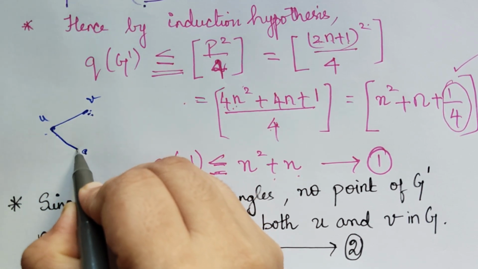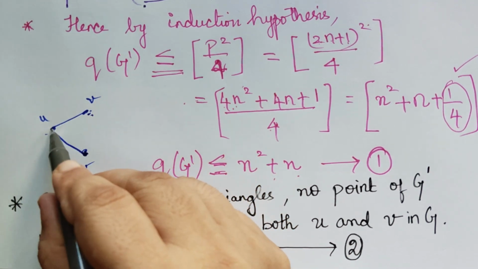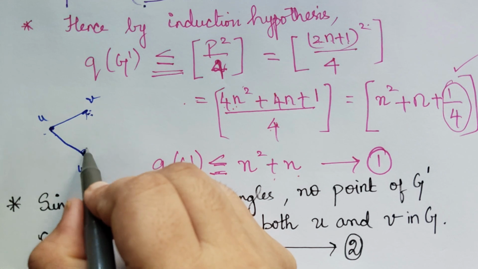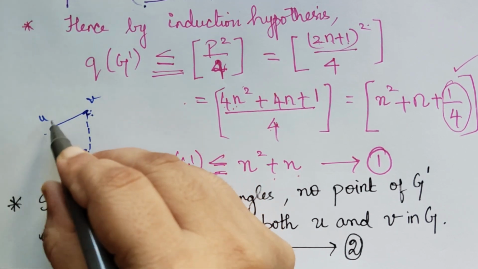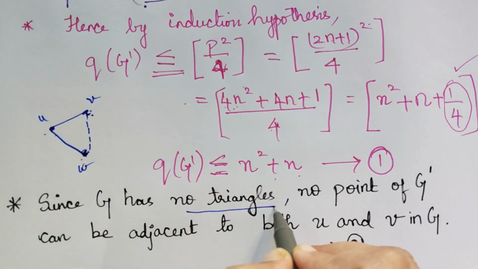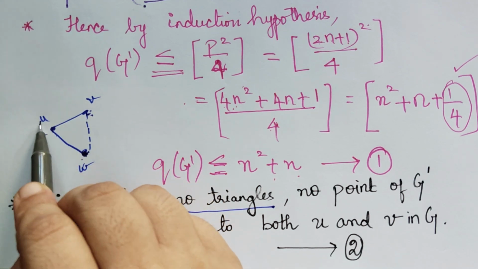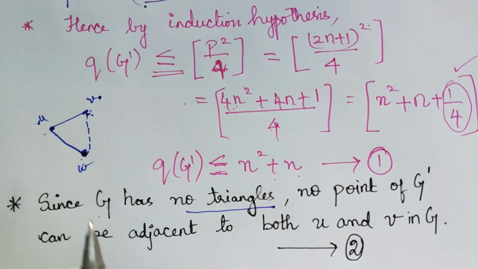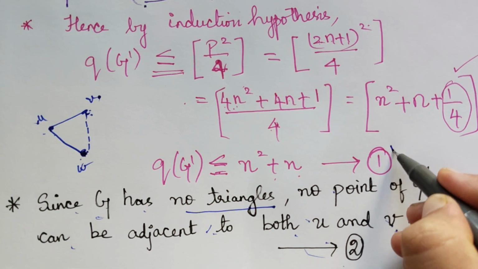Because, for example, if this is W, adjacent to one of them, this is possible only when there is no edge between U and W. Because if you form an edge, it will become a triangle, but we know that there are no triangles in G. Therefore, if you take one point in G, it can be either adjacent to U or adjacent to V, but it cannot be adjacent to both U and V. That only I have written. Since G has no triangles, no point of G dash can be adjacent to both U and V in G. Let us mark this as equation 2 because we are going to make use of 1 and 2 now.